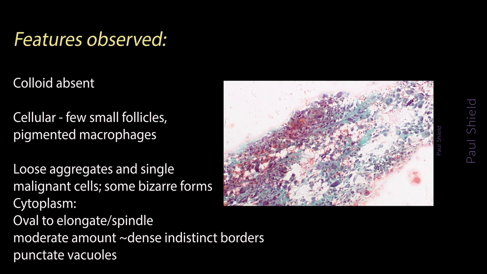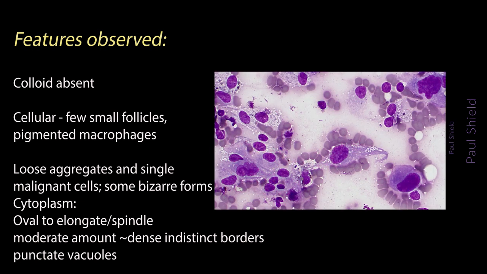The major population was malignant cells, and they are in loose aggregates as well as being isolated on the slides. The cell configuration was oval through elongate to almost spindle type cells, and they had a moderate amount of cytoplasm, which was moderately dense really, but had quite indistinct borders to it. It was fairly homogeneous. There was not really any obvious vacuolation, but there was some small punctate vacuoles, multiple ones apparent on the air-dried specimens especially.